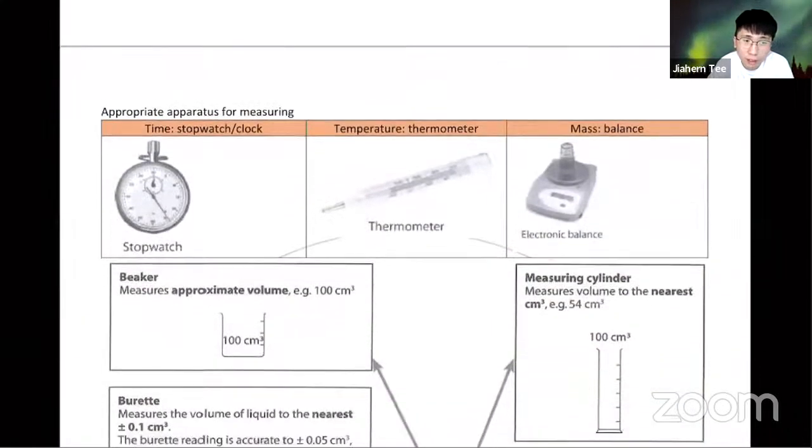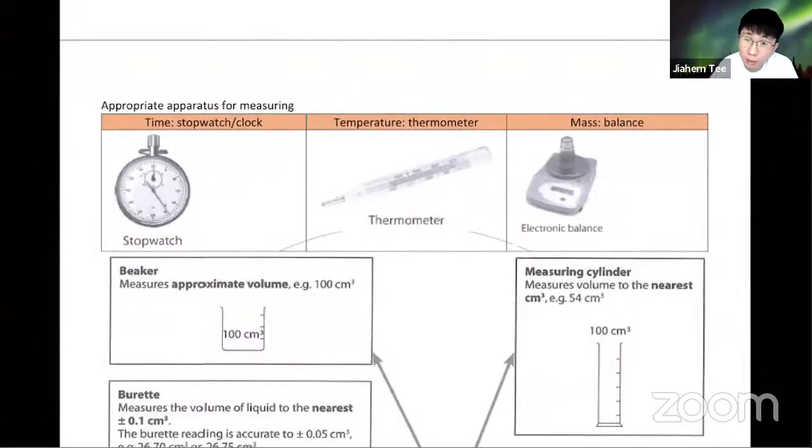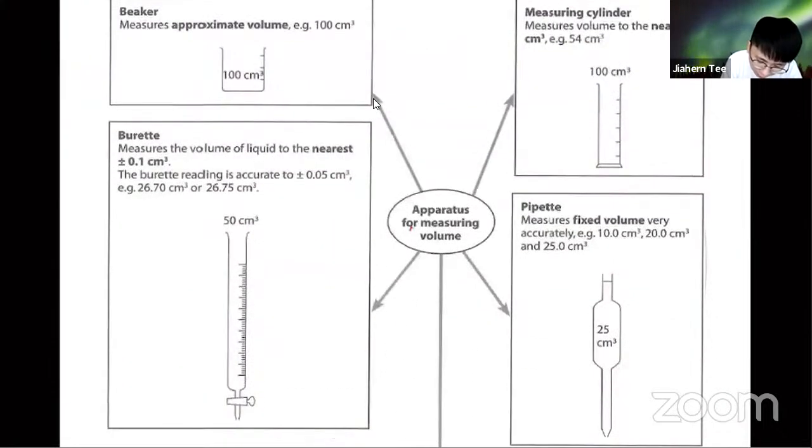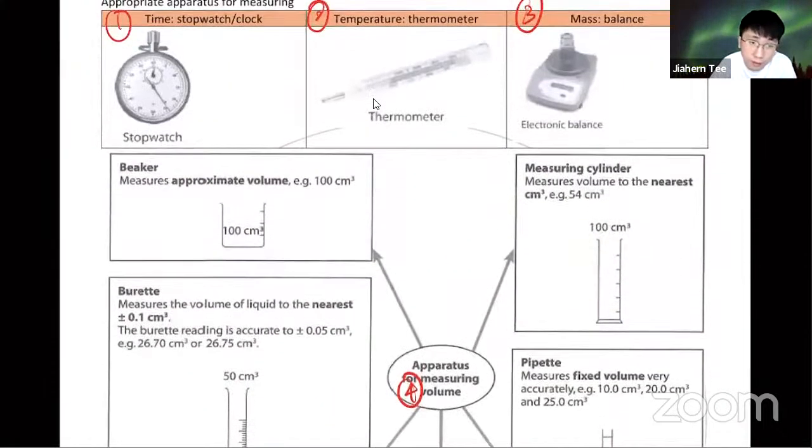Then moving on, we need to do some measurement. So the common measurements we have in paper six are the four main measurements. Number one is time. Number two, temperature. Number three, mass. Number four is technically volume. And I would say volume is very common.